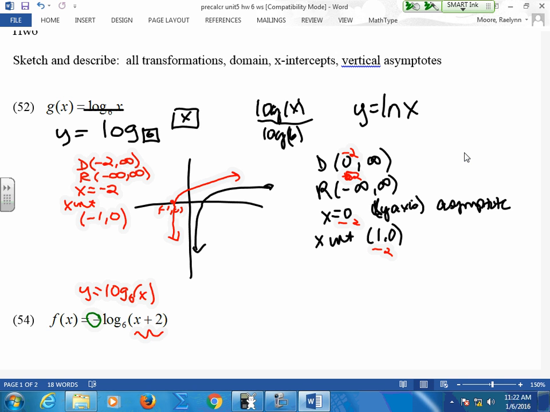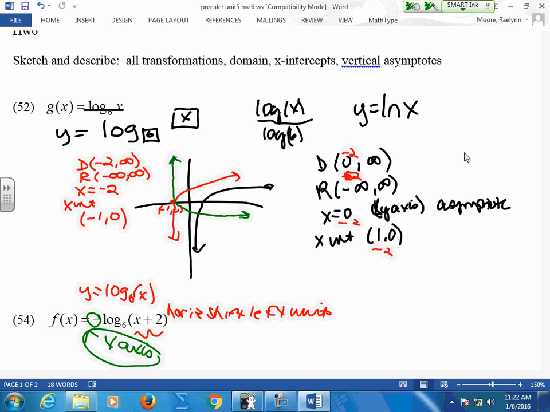Oh, good. A reflection over the x-axis. So this guy gave me a horizontal shift. Let me just write this out. Left 2 units. And this guy gave me a reflection in the x-axis. So all I have to do now is go like this.